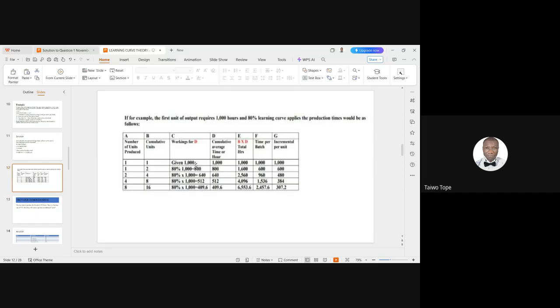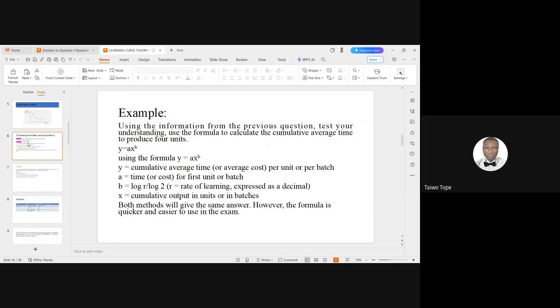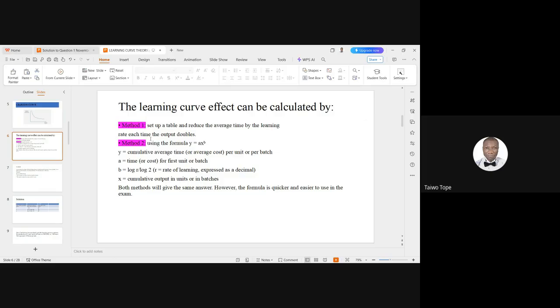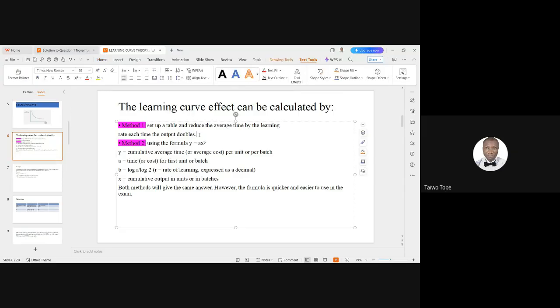So when you work in this light and you are given a particular time in a question, for example 1,000 in this question, and the learning rate is 80%, the time will keep on reducing by 80%, just as I've shown in the simple example before. The time will keep falling in that light. So we can use the tabular approach and we can use the formula approach. But take note, the tabular approach will not always work in circumstances where you don't have the doubling effect.